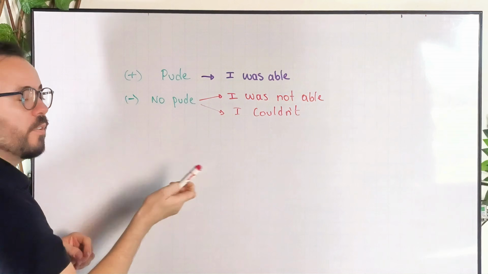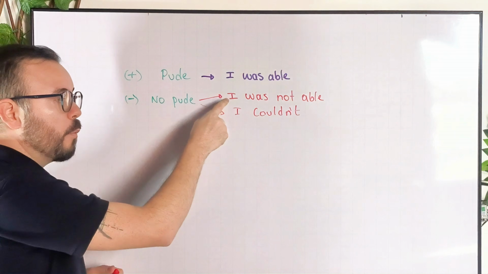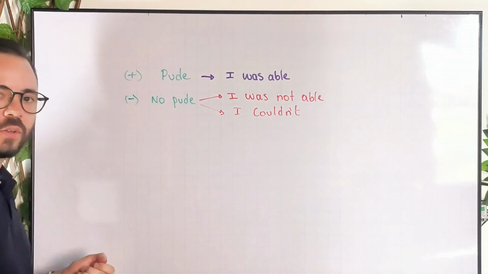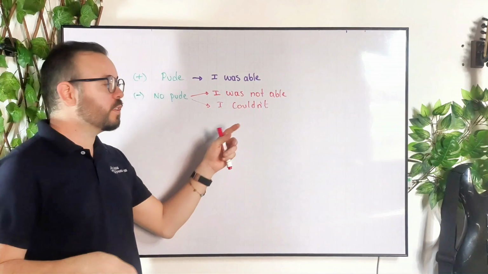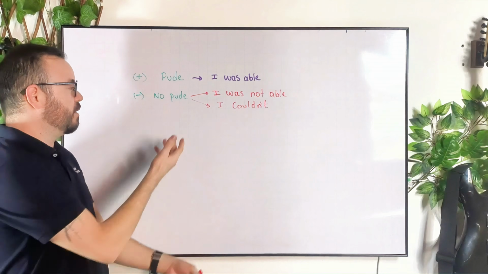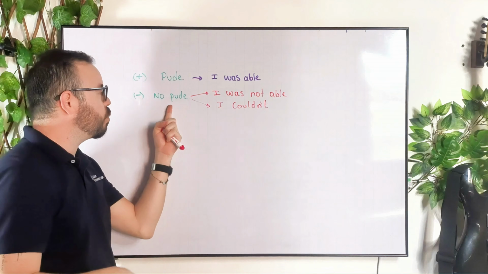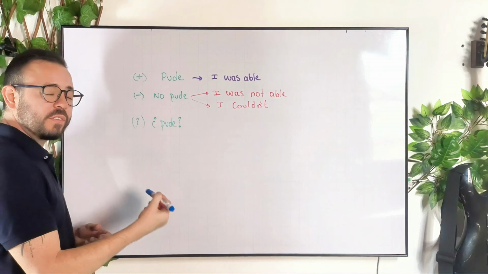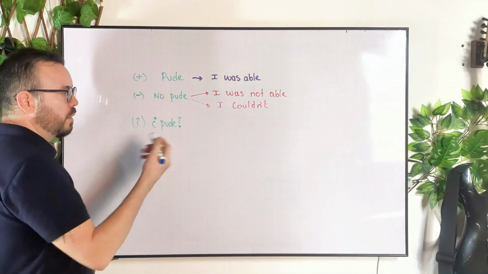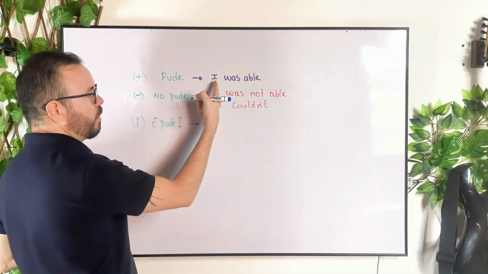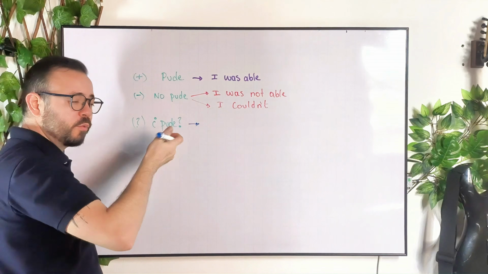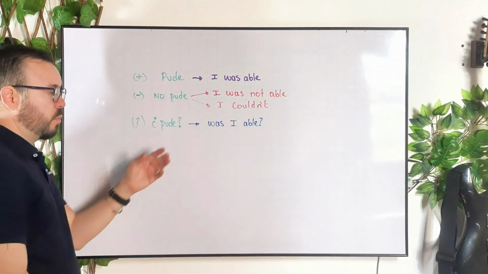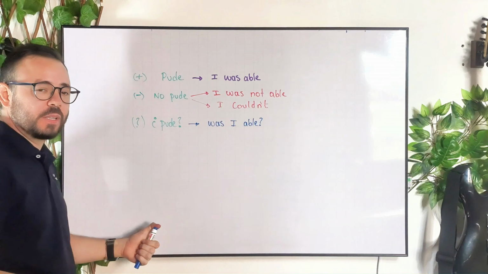So if you see this negative form, we'll have two different translations. I was not able or I couldn't. And if I'm honest, I don't really know what the difference is in English because for me, it's exactly the same. For me, in Spanish, it's just one word, pude, that's it. But now, what happens with the question form? So what if I say pude, question form, right? It's just completely normal, right? So we're just going to get I was able and we're just going to put that in the question form, which will be like, was I able? And I guess that's it, okay?